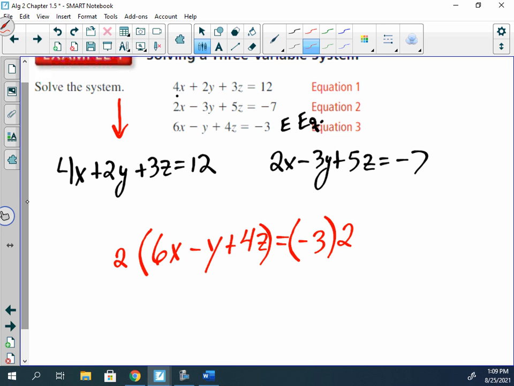Because what we're doing is scaling it. We're scaling everything up by the same amount. It's not changing the equation, it's just changing how it looks. So we can multiply everything here by 2.